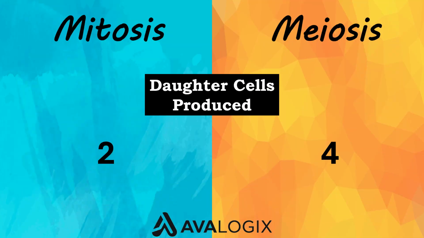As a result of its single division, mitosis produces two daughter cells. These cells are exact genetic copies of the original cell. Meiosis, on the other hand, produces four daughter cells. Each of these four cells has half the original chromosome number and a unique genetic composition. This difference is fundamental to their function. Mitotic cells replace lost or damaged cells, while meiotic cells ensure diversity in offspring.